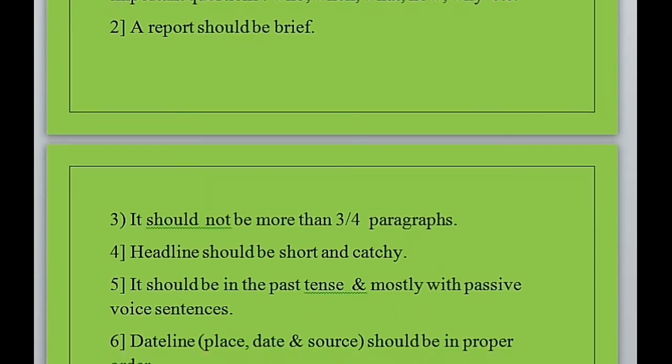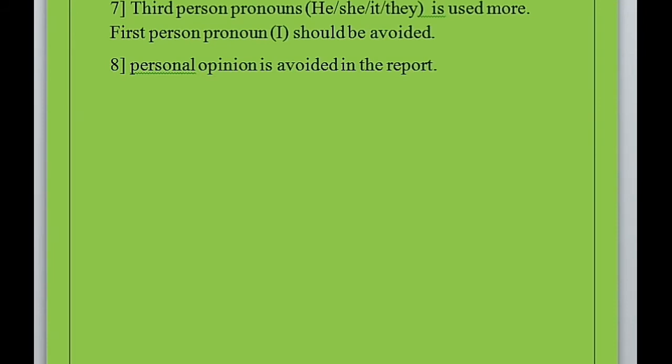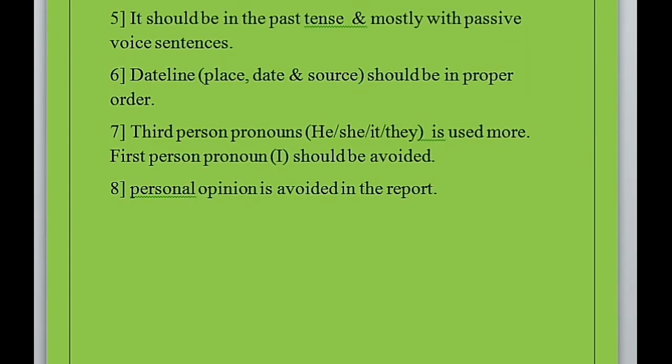After that, it should be in the past tense, and mostly with passive voice sentences. Report writing should be in the past tense. Don't write in the present, because whatever happened earlier is what you are reporting. So it should be written in the past tense only, and mostly with passive voice sentences.